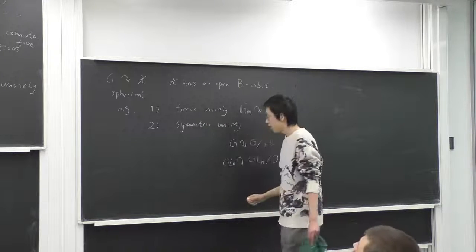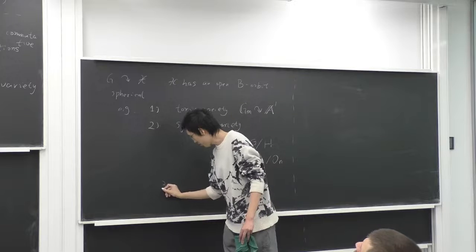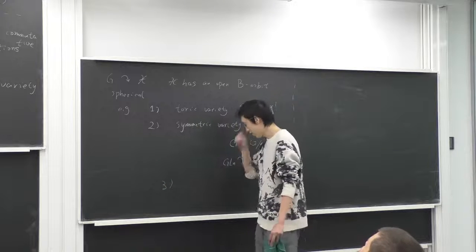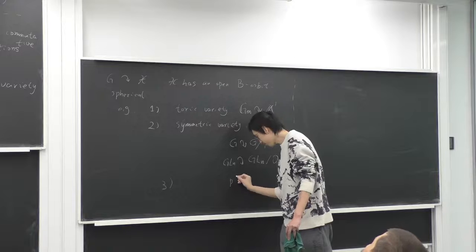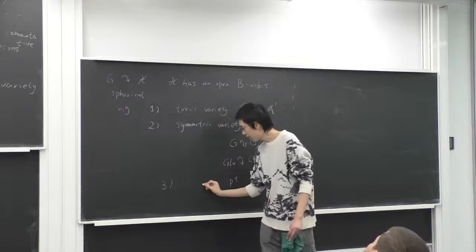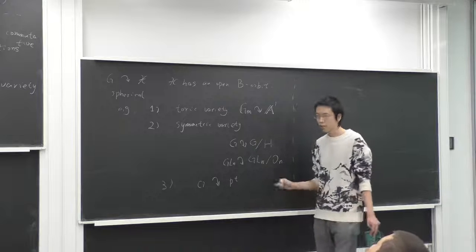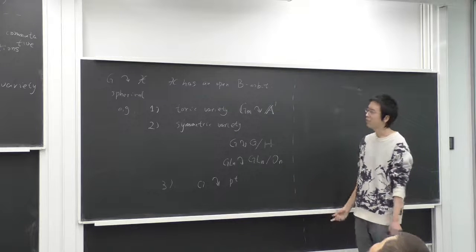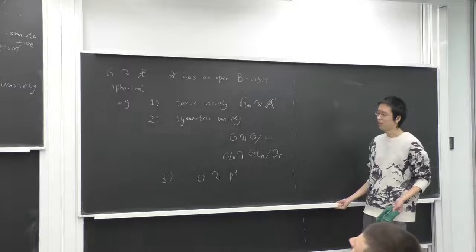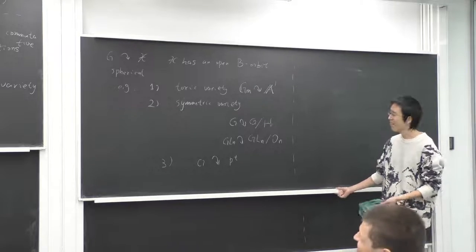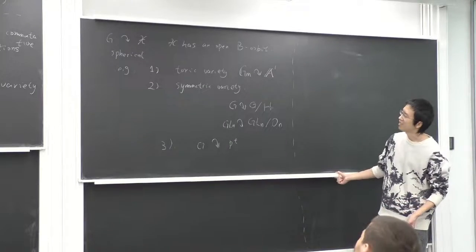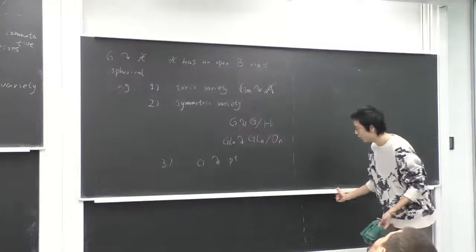And there are some other examples. For example, you can consider a point, and you can consider the action of G on it, which acts trivially. Obviously, it has an open B-orbit, which is itself. So through this way, you can get a G-spherical variety.